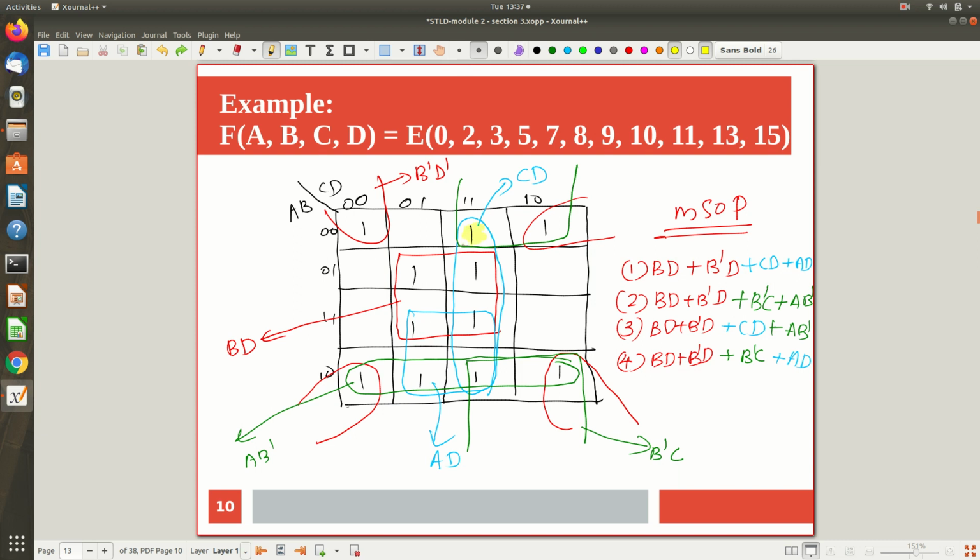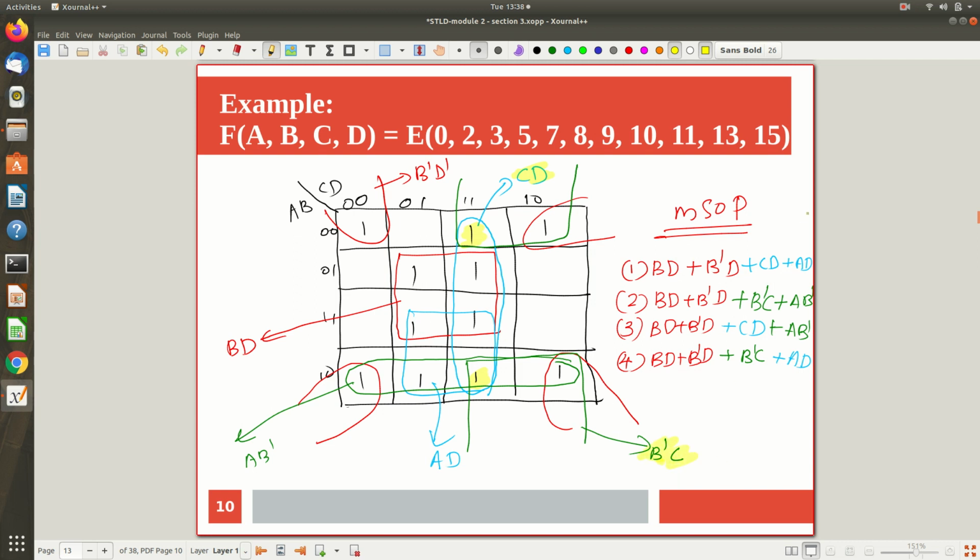See, this one and this one, if you focus, that is something outside our essential prime implicants, right? To cover these two ones, I have two choices. I can either depend on this CD, which is actually this vertical grouping, that will cover those two ones, or another choice I have is this B dash C.